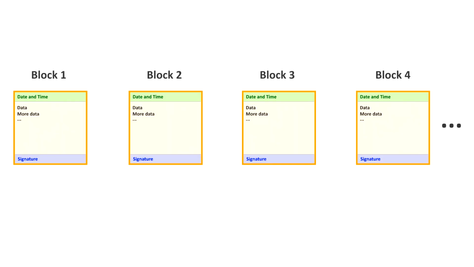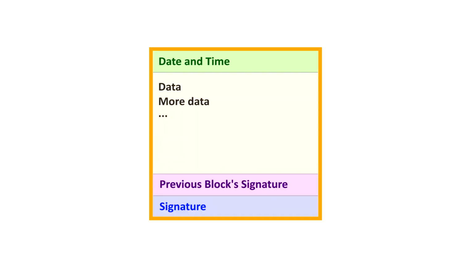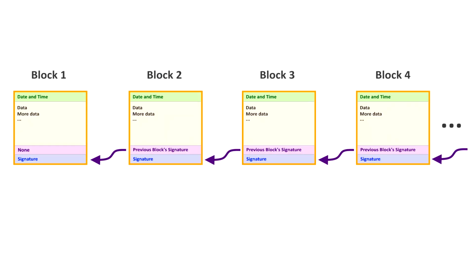So, okay, we need a chain of blocks because it's called the blockchain. So we know we have a block and we can verify each block with its signature. But where does the chain part come from? Well, we're going to need to modify our block and include something new. We need to include the previous block signature in each of our blocks. So what does that give us? Well, now as you can see, we have a blockchain, a chain of blocks.